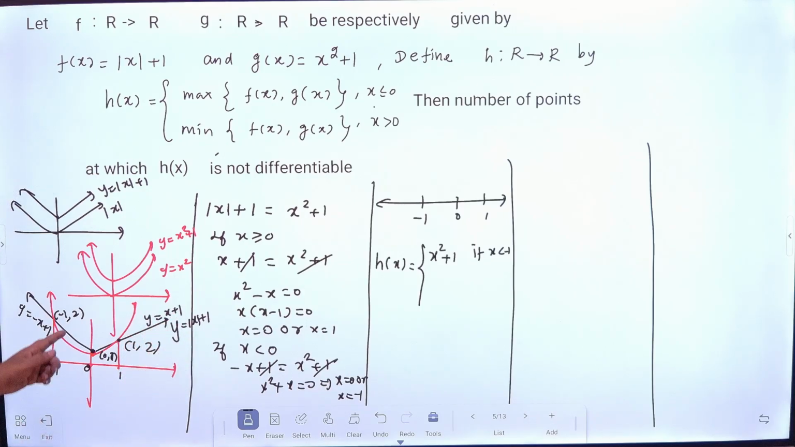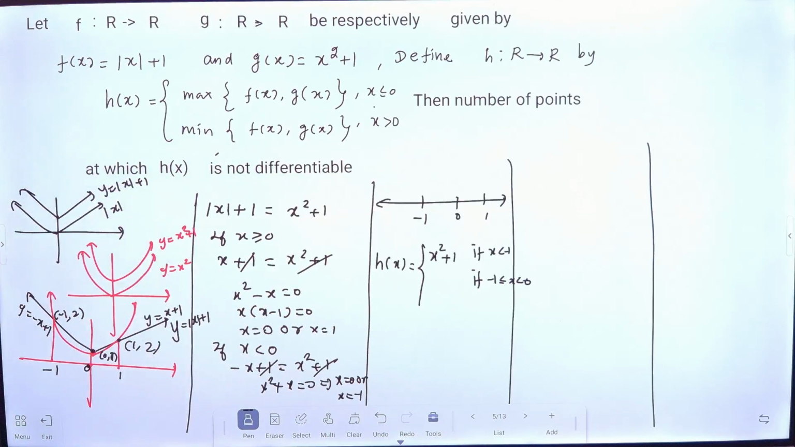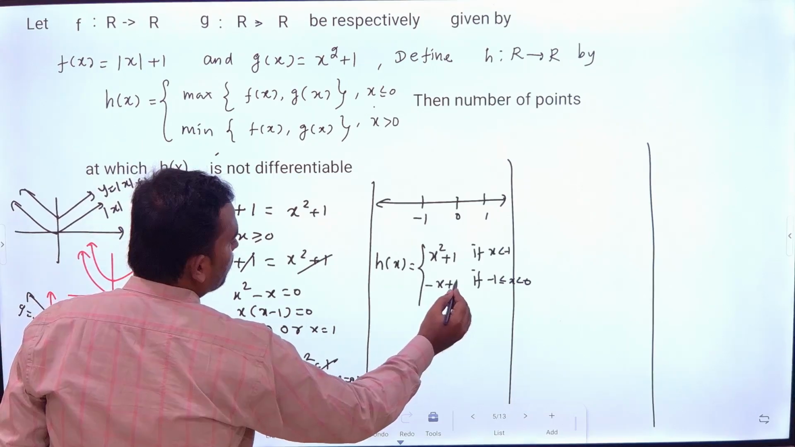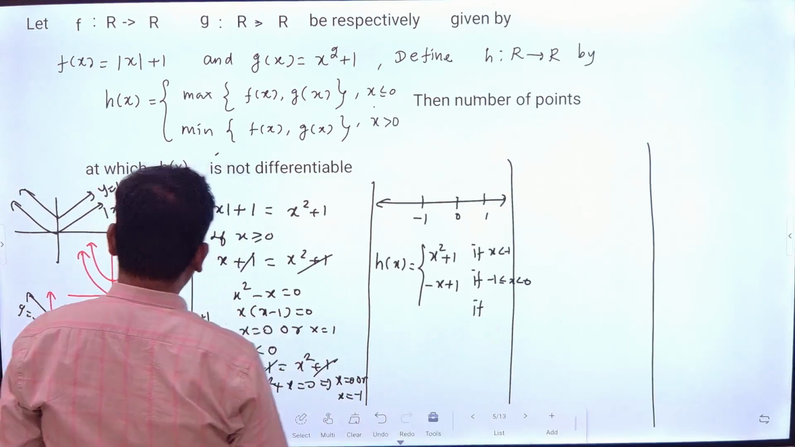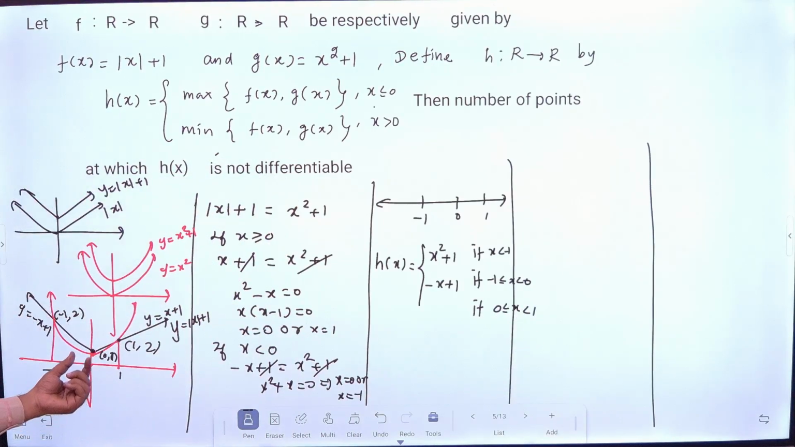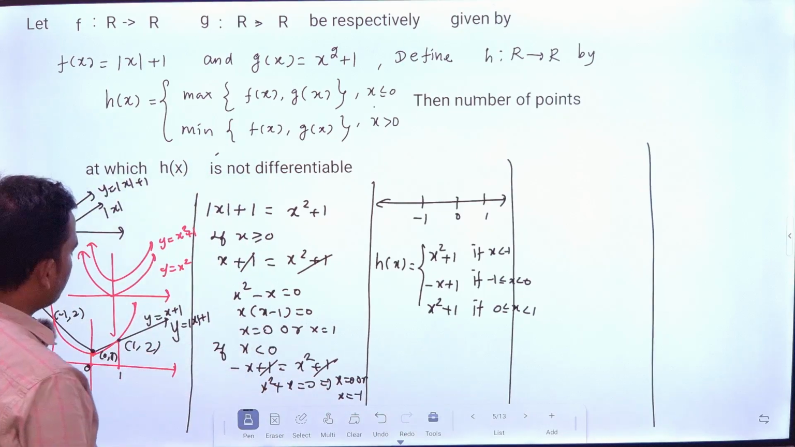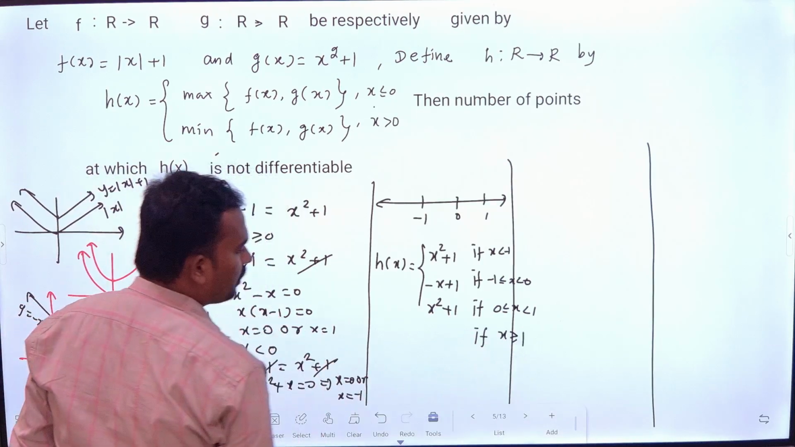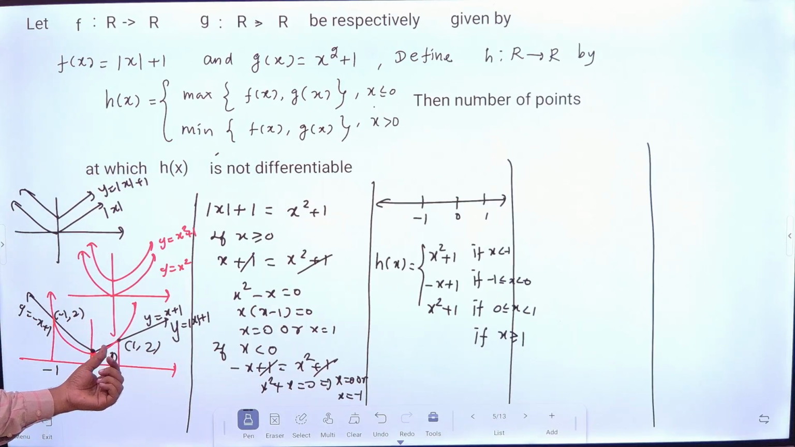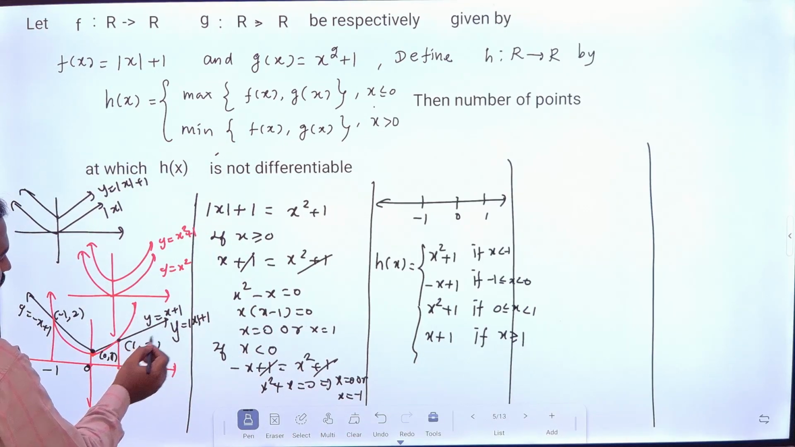Understood? Now take −1 < x < 0. In this interval you choose the maximum of f and g. What is the maximum here? y = −x + 1. Next, if x is between 0 and 1, in this interval you choose the minimum of f and g. What is the minimum here? x² + 1. Next, if x is more than 1, you choose the minimum of f and g. That is x + 1, so x + 1 is the minimum.